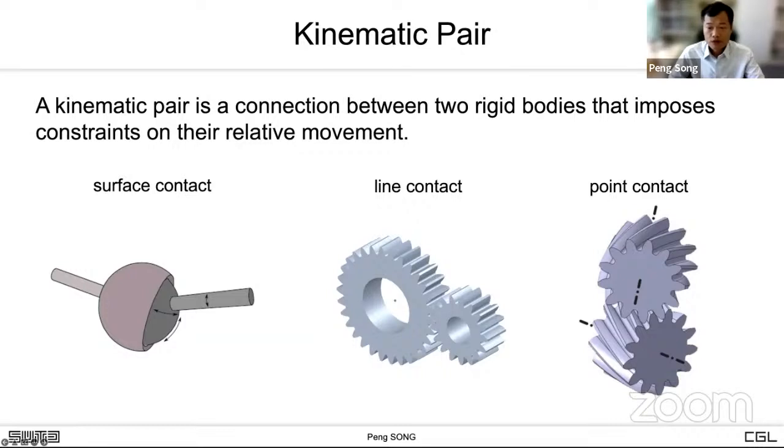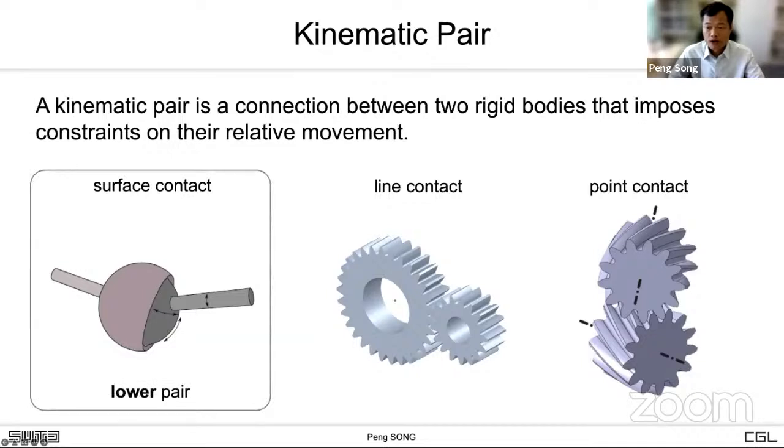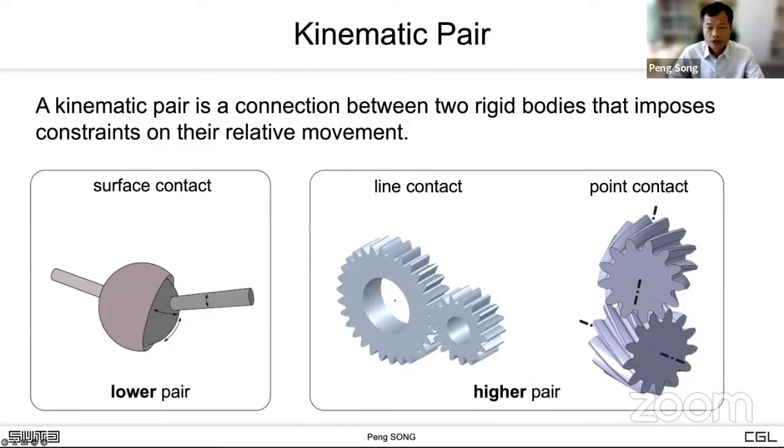A kinematic pair with a surface contact is called a lower pair, while a kinematic pair with a line or point contact is a higher pair. Due to the surface contact, lower pairs are more wear-resistant, yet also have a larger friction. In contrast, higher pairs have a smaller friction and can transfer motion more flexibly.